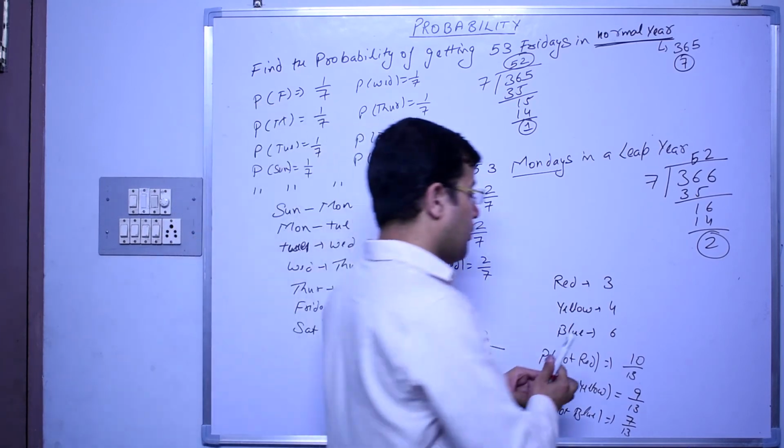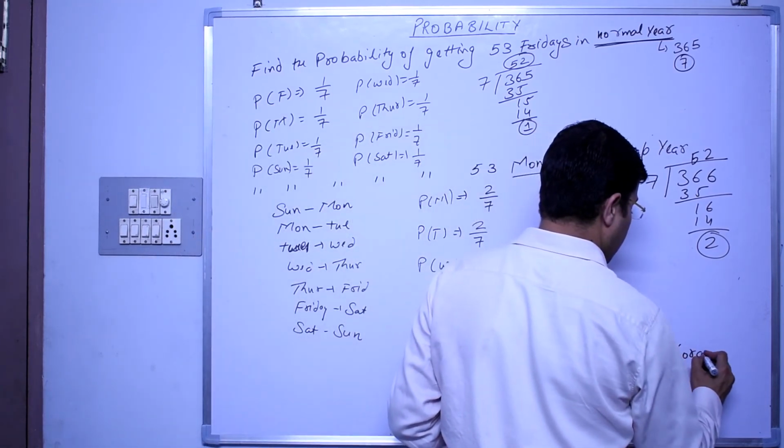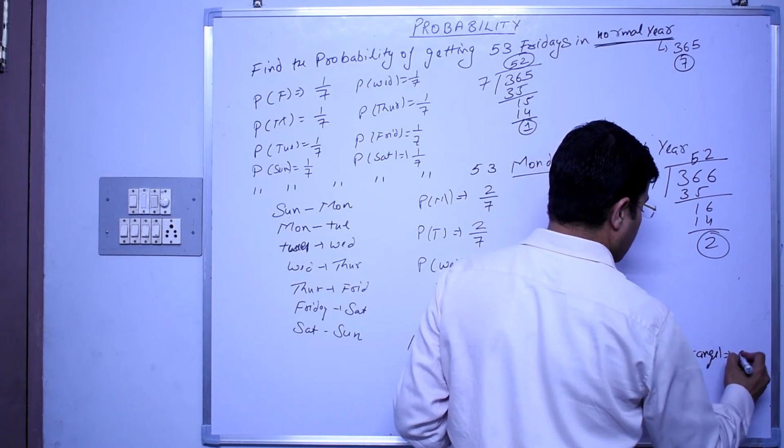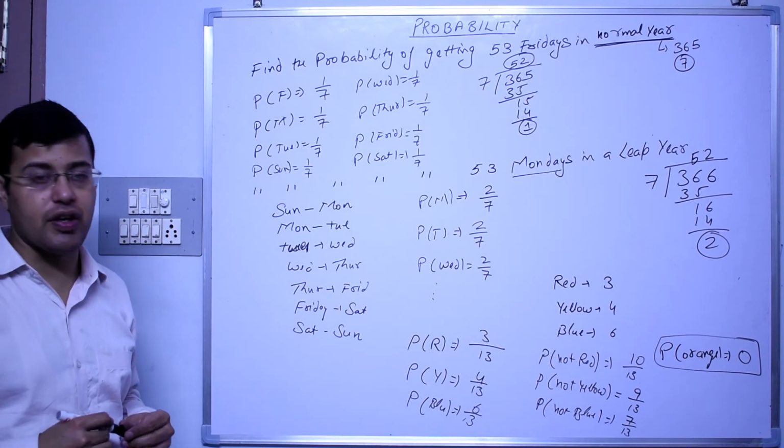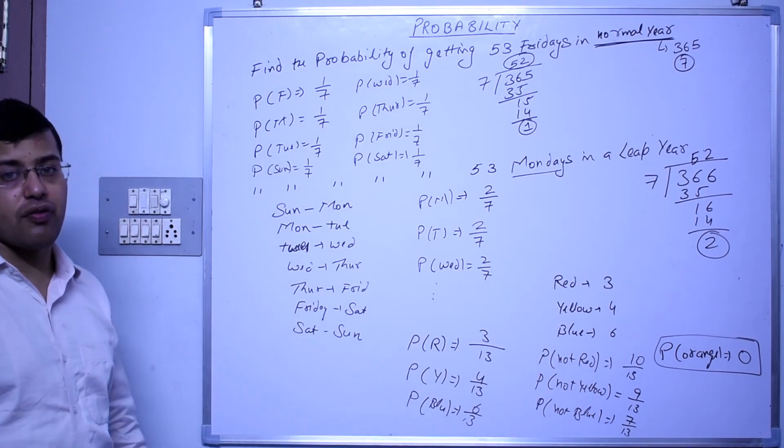Now if you ask you probability of getting an orange ball, now since we don't have any orange ball over there, so the probability becomes 0. So it is an impossible event. So you can also treat it as an example of an impossible event.